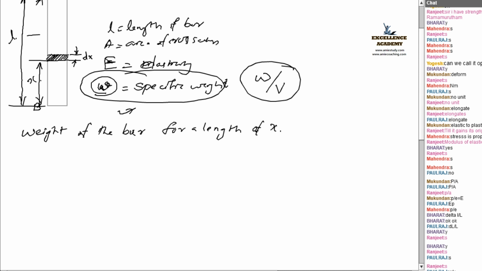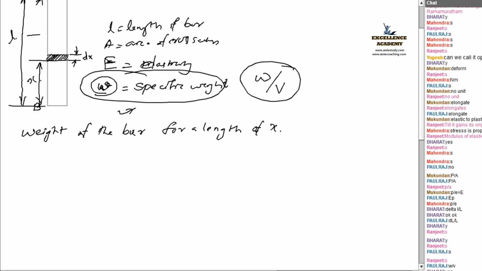Weight per unit volume is the specific weight. So, if the volume is unity, what is volume? L into B into H, area into height, is equal to unity. Then what will happen? W by unit weight. The small letter w is given there.